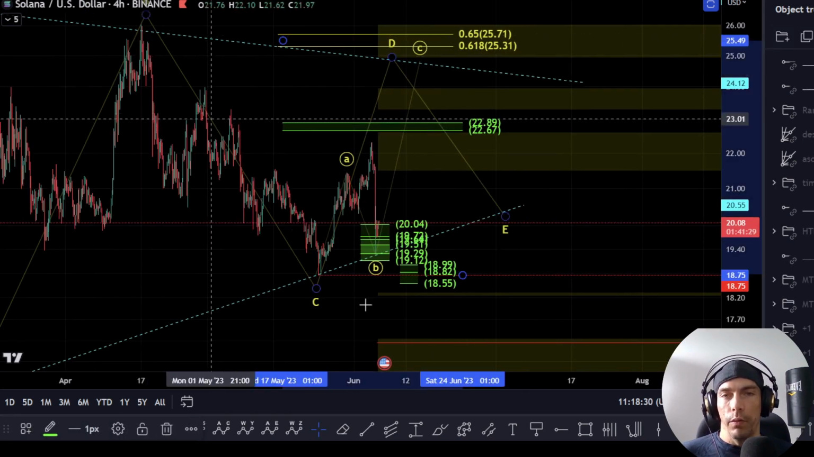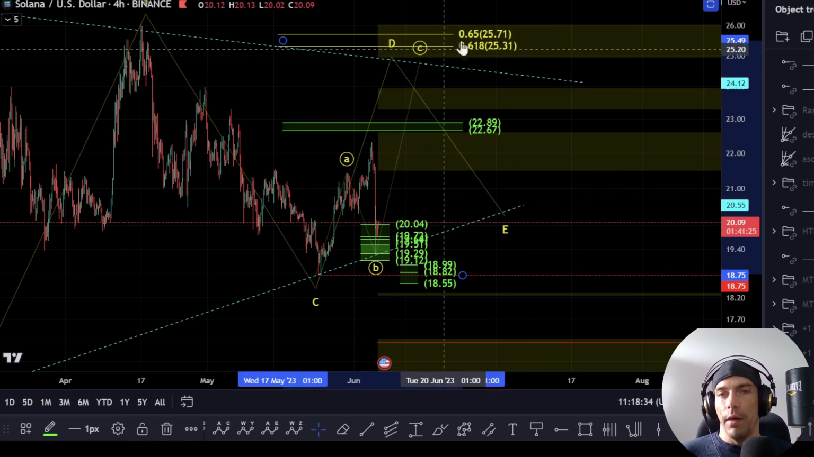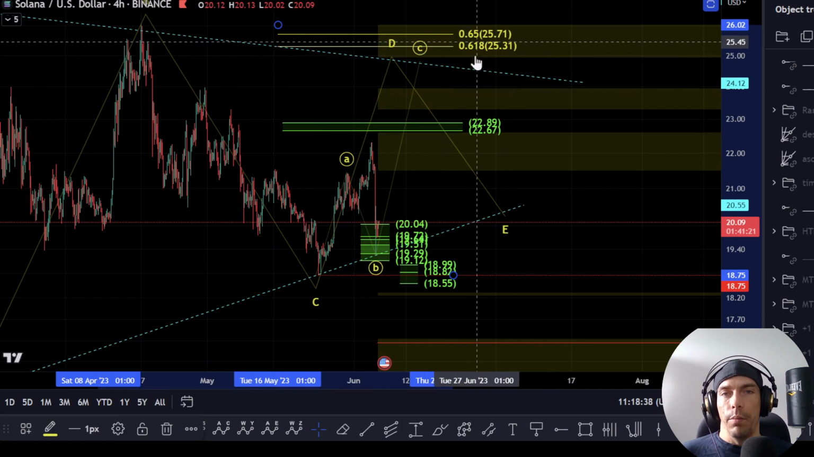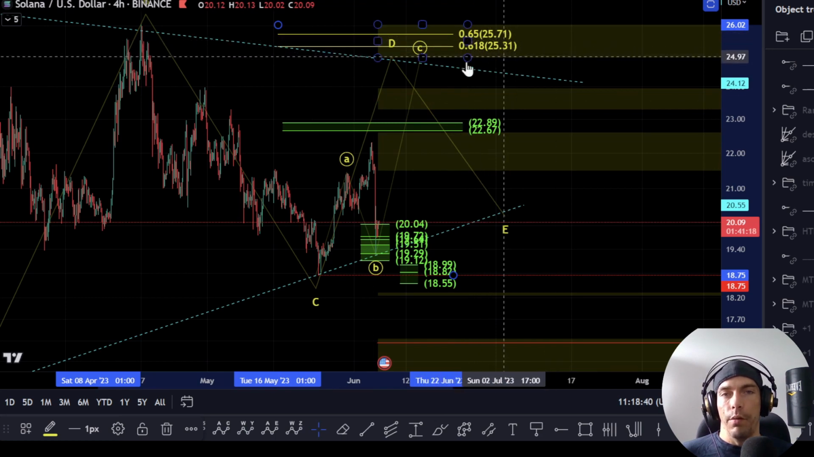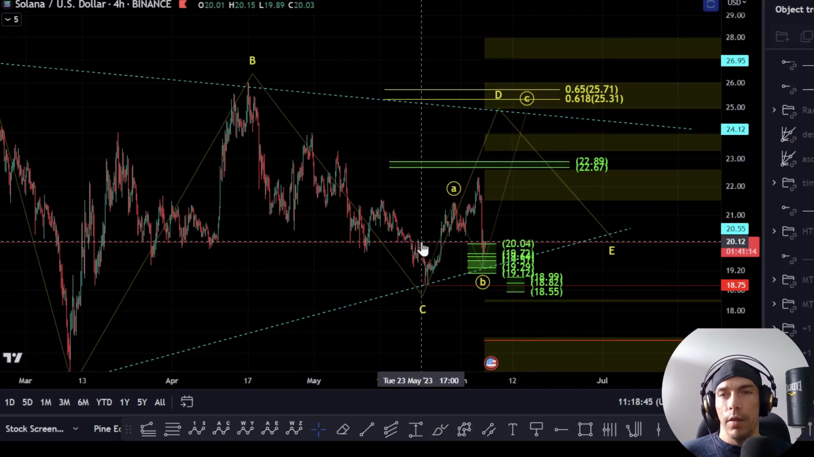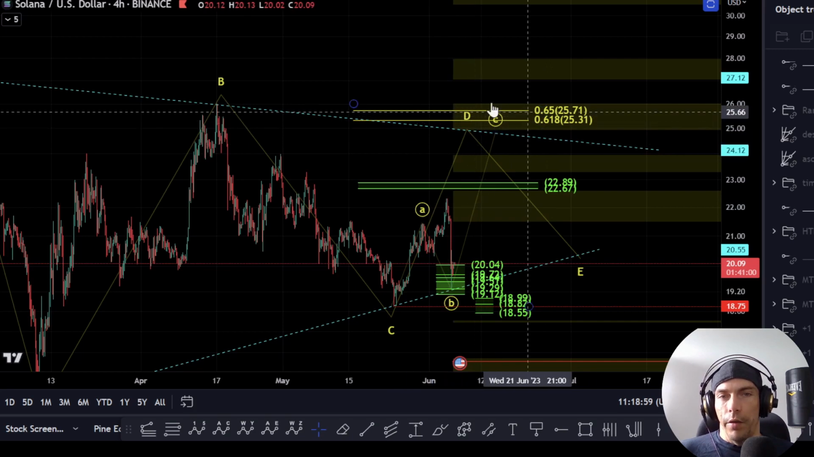This is based off of the C wave, this 22.89 to this 22.67, and we have the higher one here based off of the B wave, which would be up here towards 25.71 to this 25.31. Now if we're looking to move into the trend line that we currently have drawn here, what we'd actually be looking for potentially would be this higher target area.